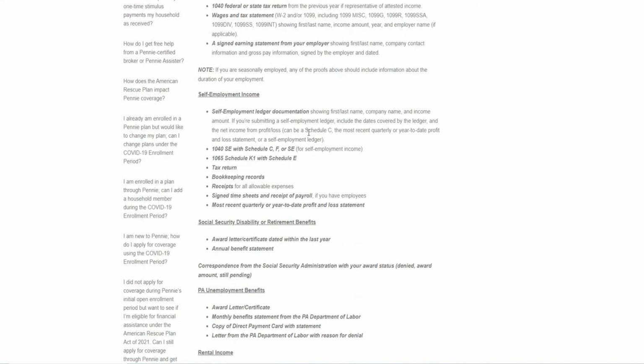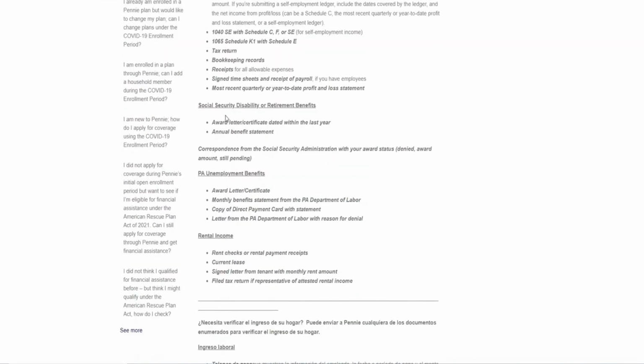In terms of self-employment, and again, this is important, there are a lot of individuals that, because of COVID-19, are saying, you know what, I have had it with working with other companies and people, I'm going to go out and hang my own shingle. For the self-employed, a ledger document, 1040 SE, 1060, a tax return that they have already prepared, bookkeeping records, receipts. These are all different supporting documents that they can use should they need to verify their income.